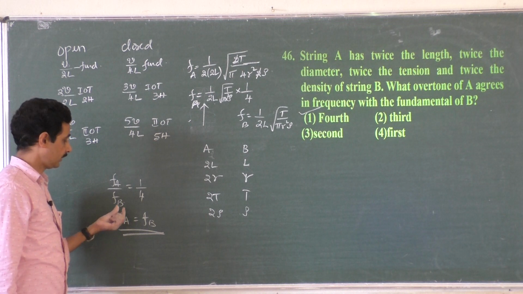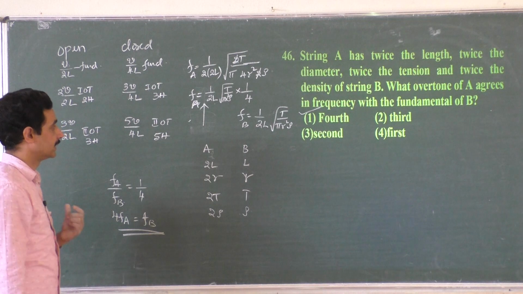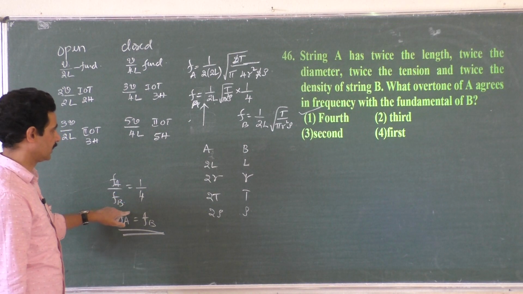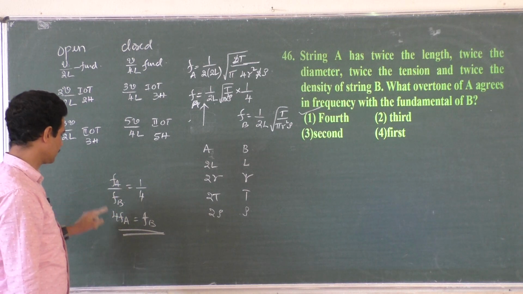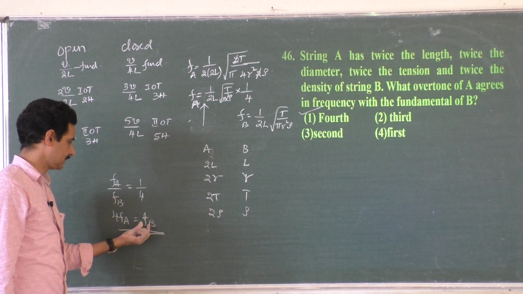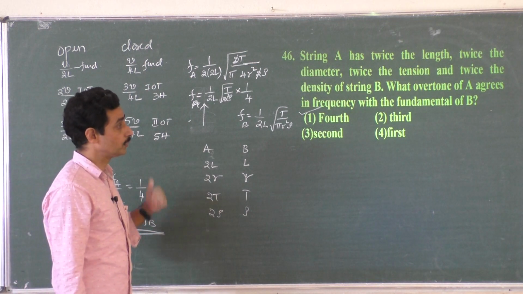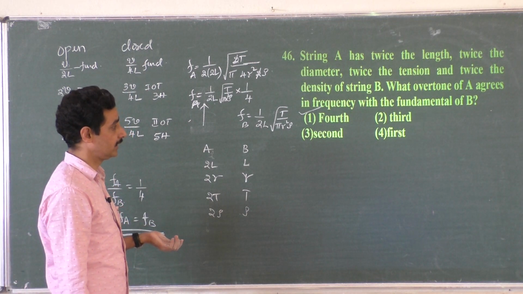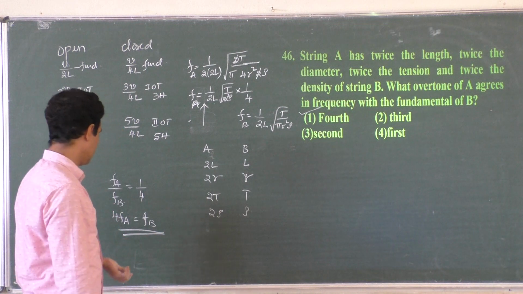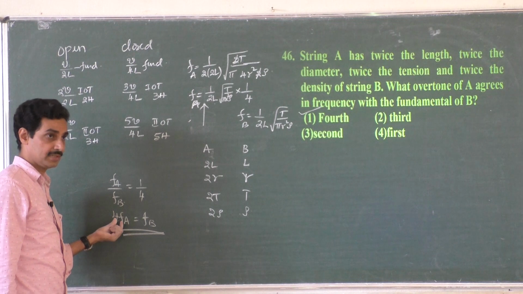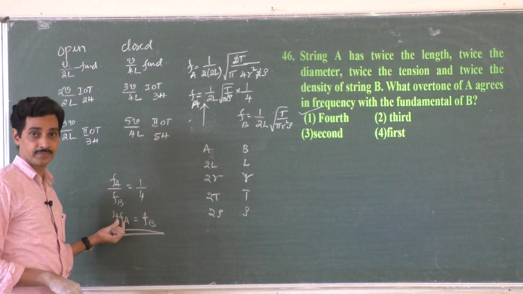Am I right? FA by FB, FA is 1 by 4, FB is 1. That means 4 times the fundamental frequency. Frequency of B is 4 times the fundamental frequency of A. Now what is the question? What overtone of A agrees with the frequency of the fundamental of B? Fundamental frequency of B is 4 times the fundamental frequency of A, means it is the third overtone, right?